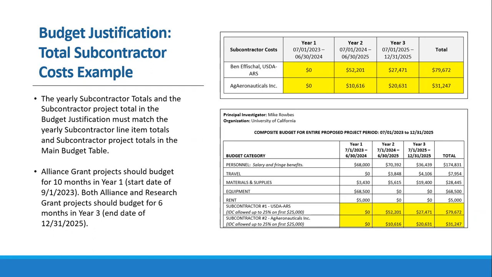So again, with subcontractors here, we see two different subcontractors, each with their own line item. The first being to USDA and the second being to Ag Aeronauticals. And note that both of these exceed the $25,000 indirect cost limit. So for both of these, only the first $25,000 of cost will have indirect cost added to it. Beyond that, no indirect cost will be charged to the main budget. These, again, match the line items in the main budget table.